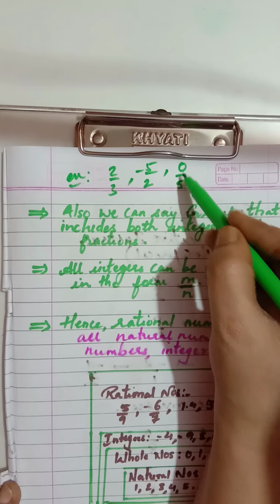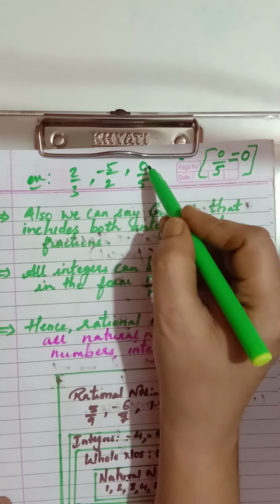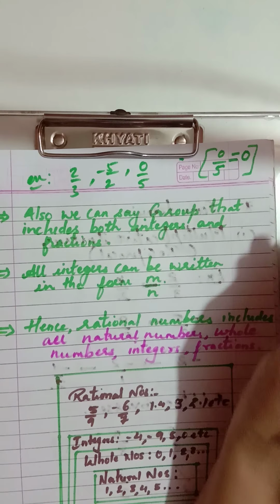0 upon any number, that means if in the numerator there is 0, then the value of that fraction becomes equal to 0. Now here, 2 upon 3, minus 5 upon 2, 0 upon 5, these are all rational numbers.